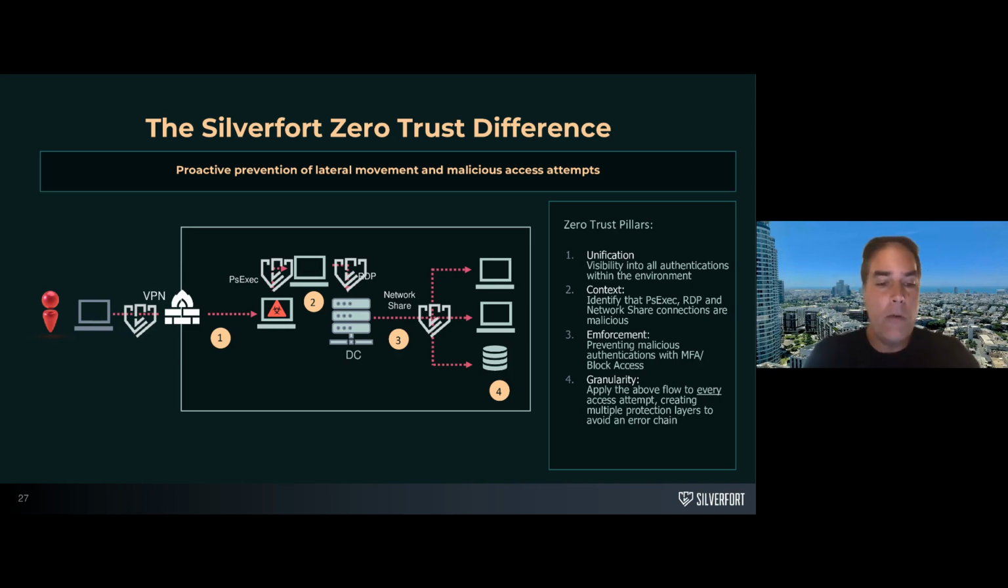And then if we talk about granularity, again, it's this ability to provide some sort of enforcement on every single one of these access attempts, to stop what I would call an error chain. Now, an error chain is a concept that is used by accident investigators. So if you ever are reading about these terrible plane crashes, it's never one thing that went wrong. It's always a series of things that collectively led to this terrible plane crash.